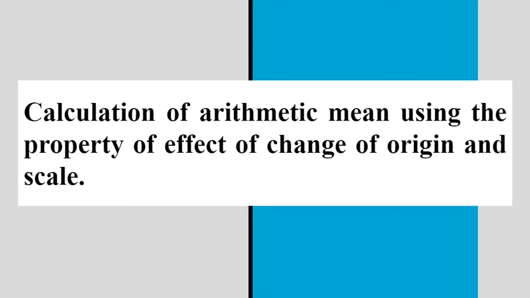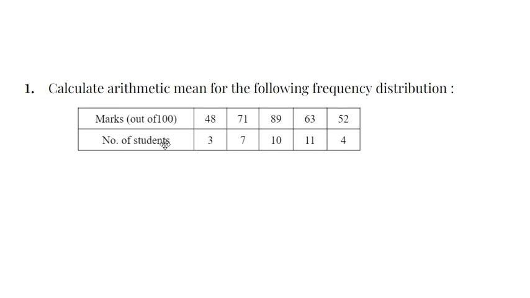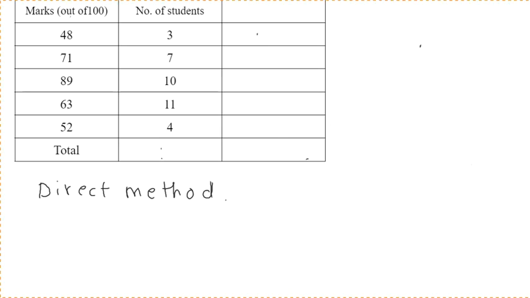So let's have the first example. This is the discrete type of frequency distribution, as we have studied earlier, that when frequencies are associated with individual observation, then it is the frequency distribution. So we are going to calculate the arithmetic mean for this discrete frequency distribution. First we are going to calculate the arithmetic mean using the direct method just to verify our answer. So let's first calculate the arithmetic mean for this data.